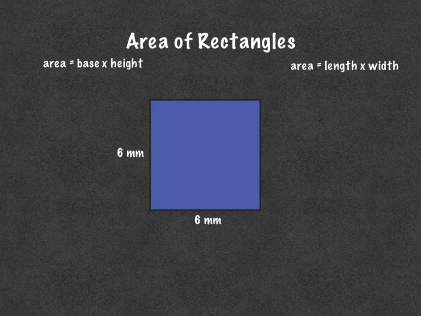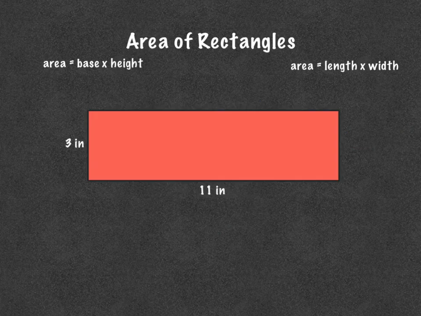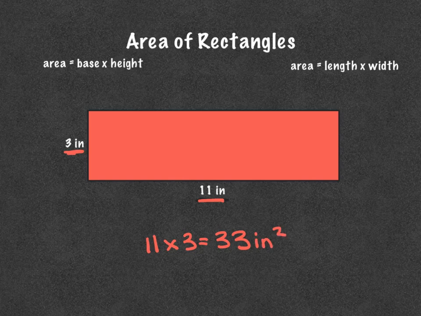All right, let's try another one. So we have 6 millimeters and 6 millimeters. So 6 times 6 equals 36 millimeters squared. Okay? All right, so for this one, we have 11 inches as our base, 3 inches as our height. So we would have 11 times 3, 33. And we have inches and squared. So 33 inches squared would be the area of this rectangle.